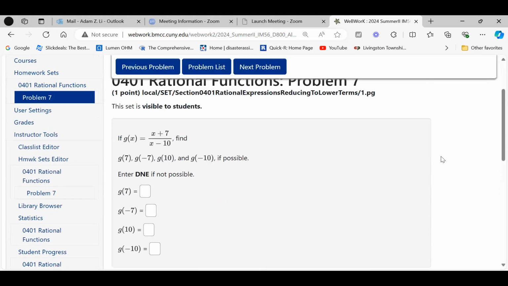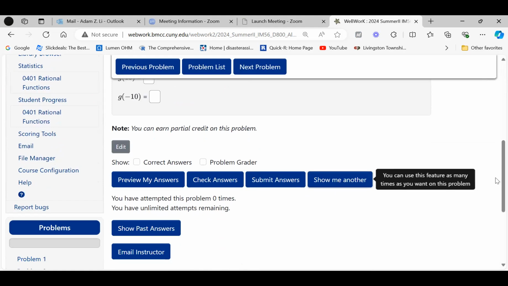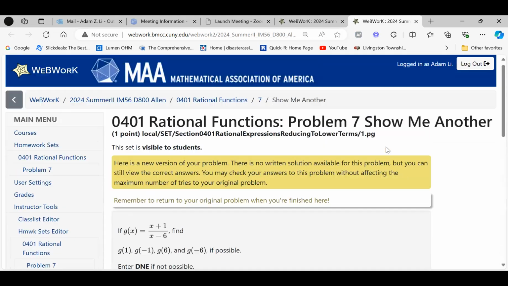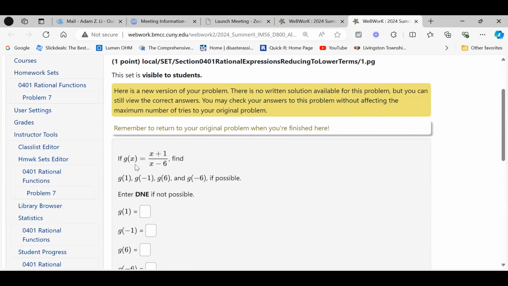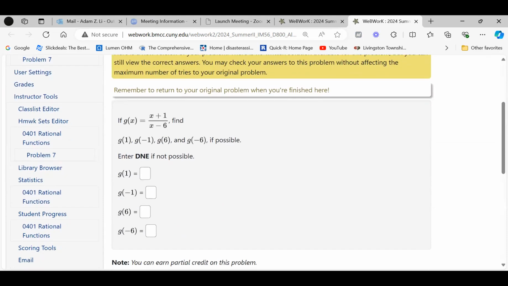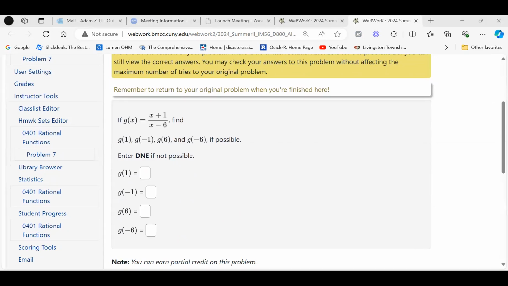Okay. Let me use show me another. So we get a rational function here, g of x equals x plus 1 over x minus 6. And from here, we're going to do a substitution. Basically, we just substitute all the x values with the given numbers. That's what we try to do here.